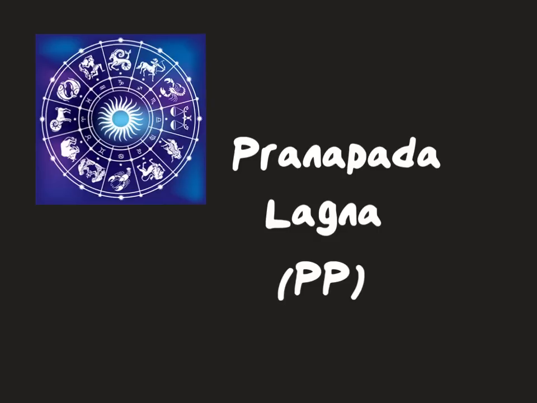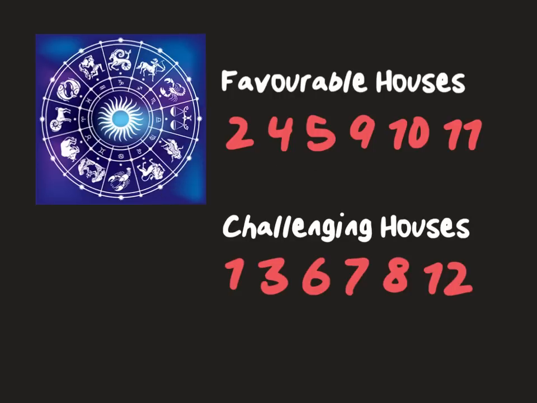Apart from this, though, the primary way that we actually judge Pranapada Lagna in anyone's chart is by the house placement. And there are two groups that you should know. It's generally favorable when the PP, Pranapada Lagna, is in the second house, fourth, 5th, 9th, 10th, 11th, these 6 houses. And it is much more challenging when the PP is in 1, 3, 6, 7, 8, and 12.